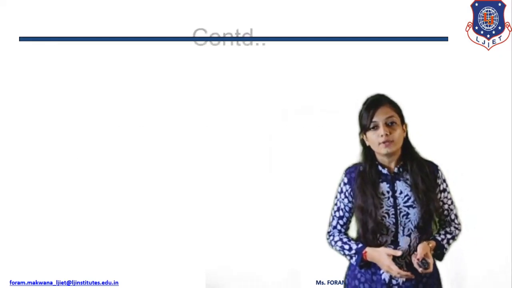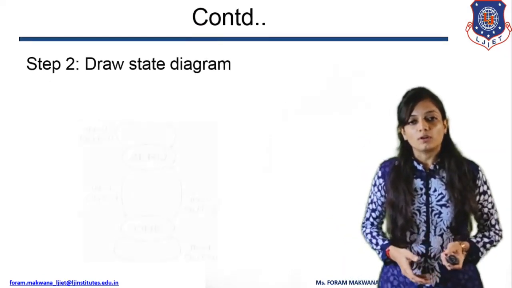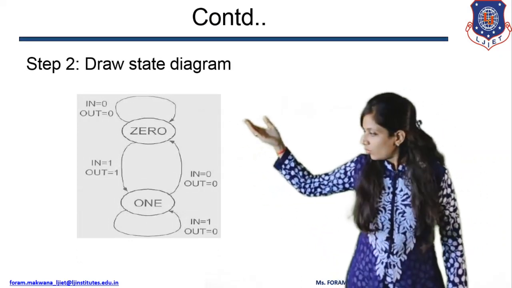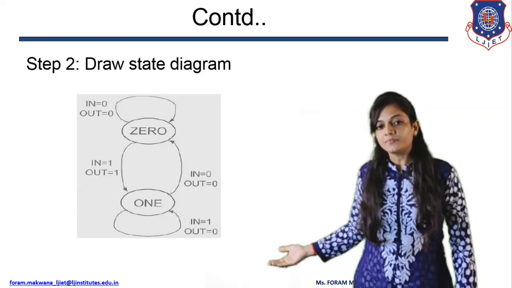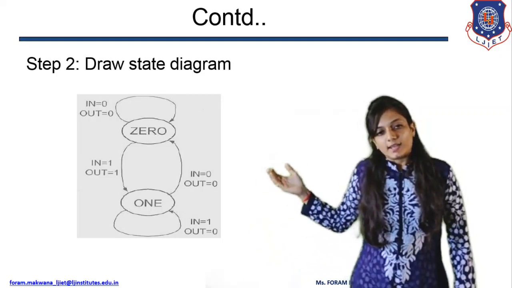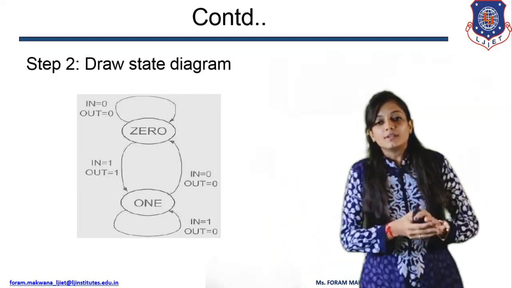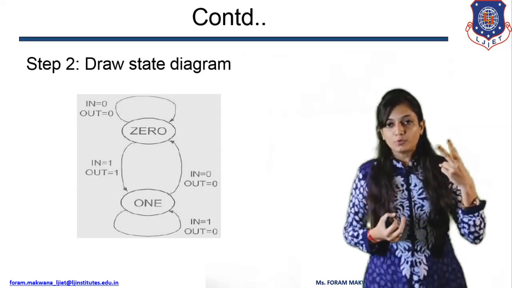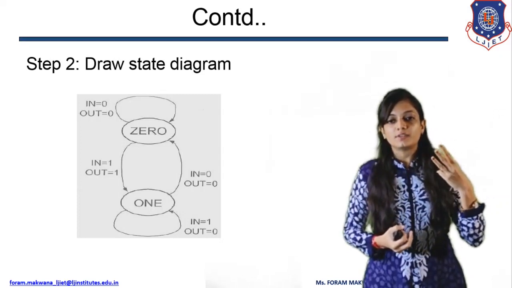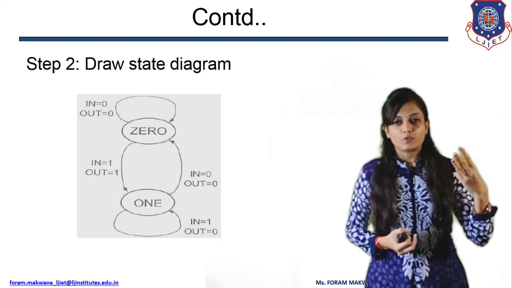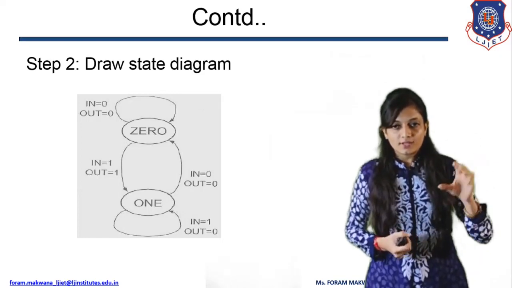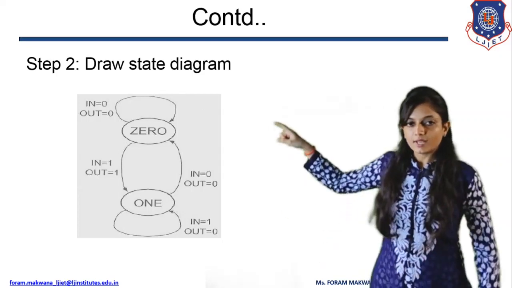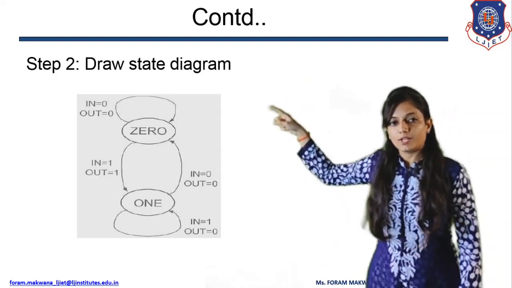Now how to draw a state diagram: see over here, there are two states, 0 and 1, right? We need to consider what is my input, what is my present state, and for that input what is my output. So we need to consider three parameters for a specific state. The present state is written in the circle, so 0 and 1 both are present states. Outside the circle, inputs and outputs are written.